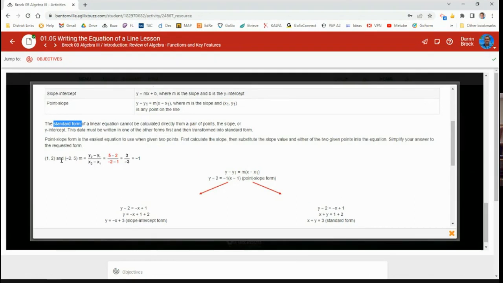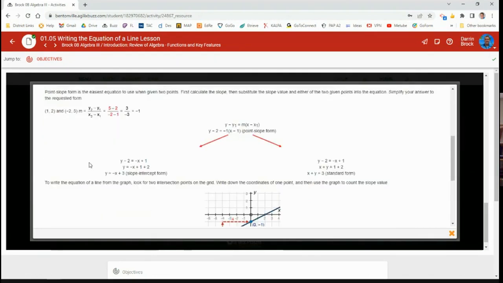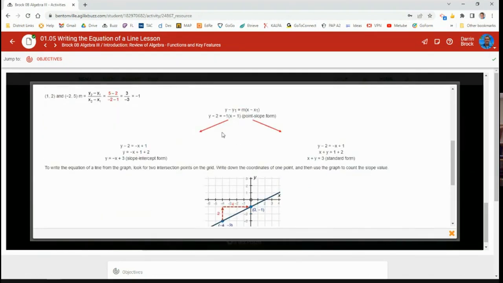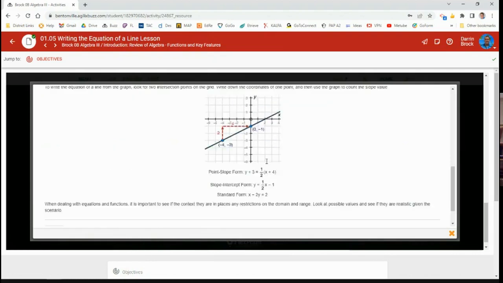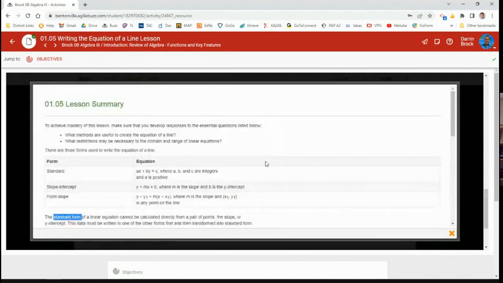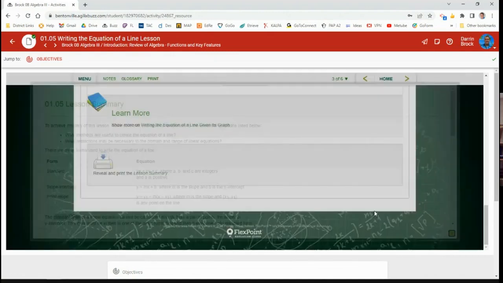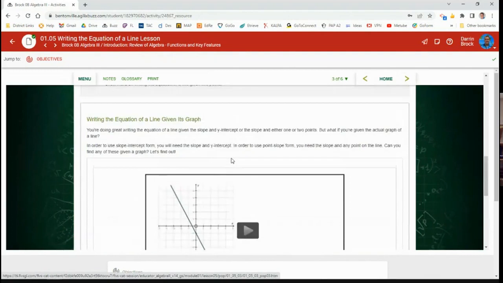So here are those 2 points that we were looking at. You can use that, and we can either go to slope intercept, y equals -x plus 3, or x plus y equals 3, which is what we did on paper. And then here is the graph that we just looked at. So that's the lesson summary right here, all on one page. But it doesn't always give you all the practice you need to understand it all.